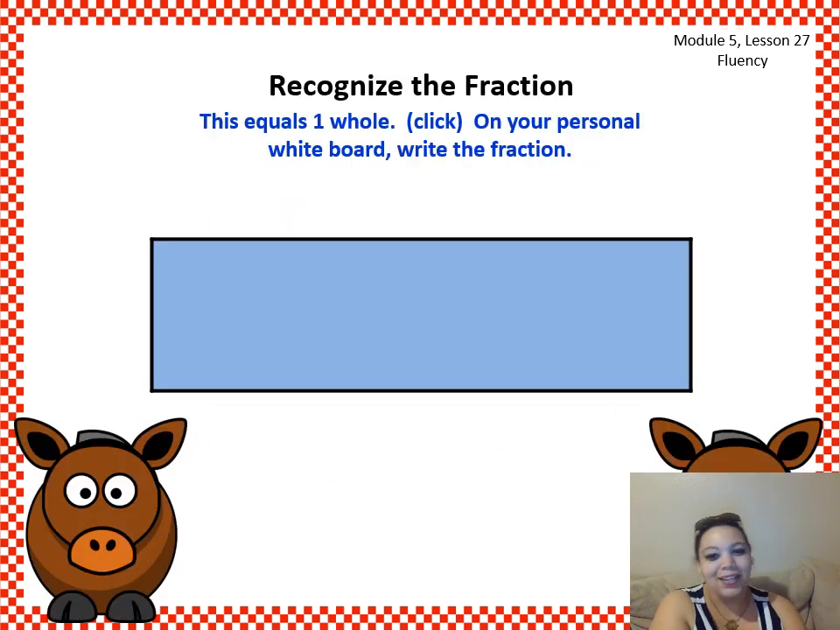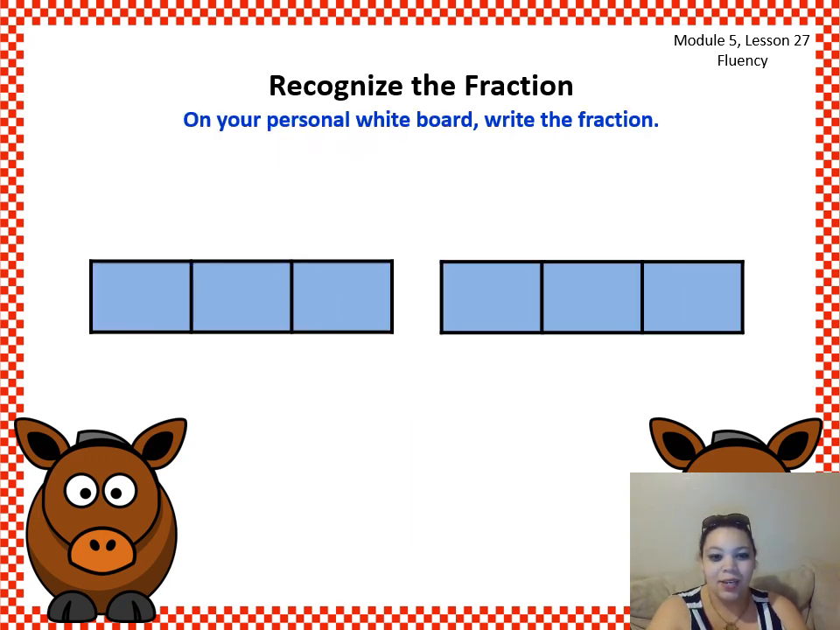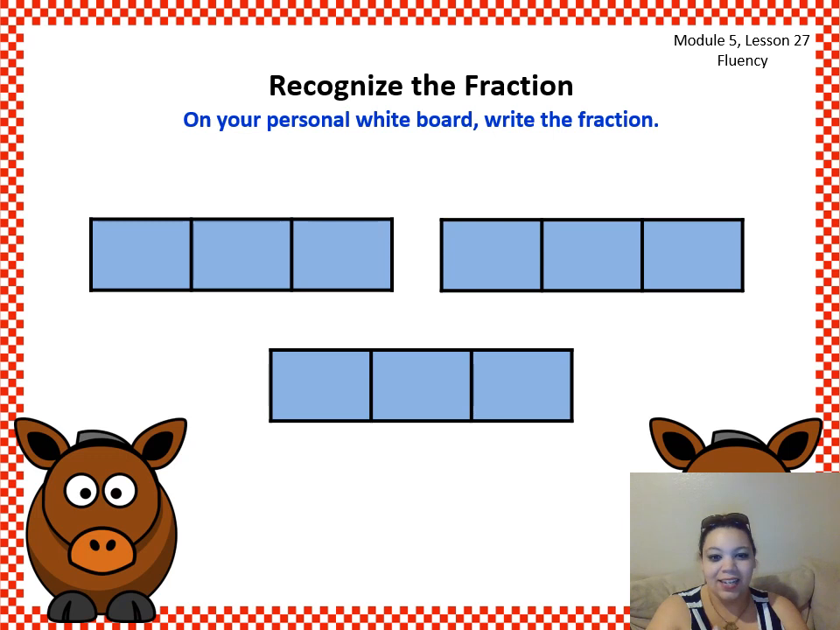Okay, we're going to play a recognize the fraction game. So this equals 1 whole. On your personal whiteboard, write the fraction. So we have the 1 whole. If we have 3 equal parts, we call it 3/3. Okay, what is this fraction called? 6/3. Okay, now keep counting by thirds again. So the fraction we have is 9/3. Good job. Ooh, now what about this one?